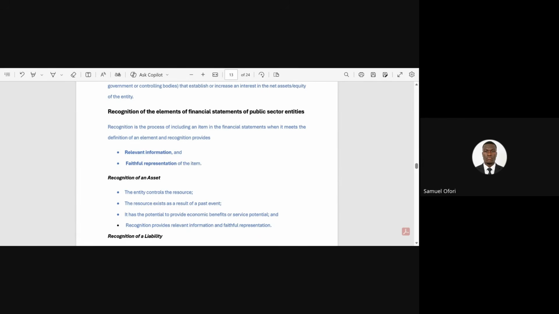Also, you recognize an asset if it has the potential to provide economic benefits or service potential. You have a vehicle, it's providing, or it has the potential to provide, economic benefit to the organization. You recognize that. And if its recognition will provide relevant information and faithful representation, you also recognize it. So these are the four core recognition criteria for an asset. Please, are you okay?